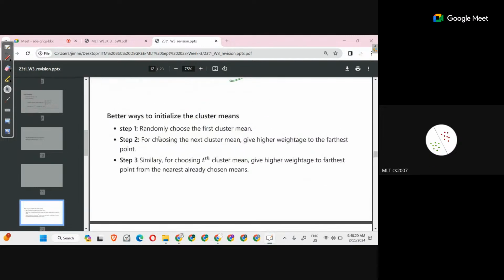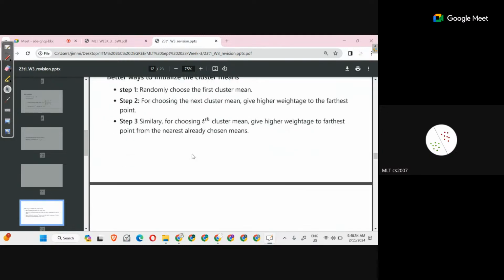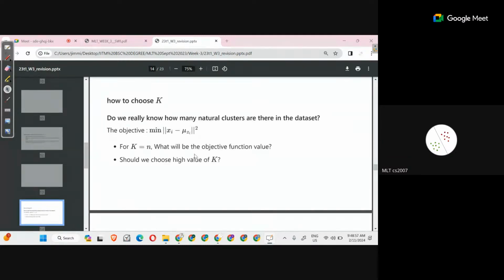Then we learned about k-means++. K-means++ is nothing but a smart initialization step followed by the k-means algorithm. For initialization, we randomly choose our first cluster mean, and based on the distance, we assign weightage. Based on that weightage, we select the other cluster centers. This is what we do in k-means++.